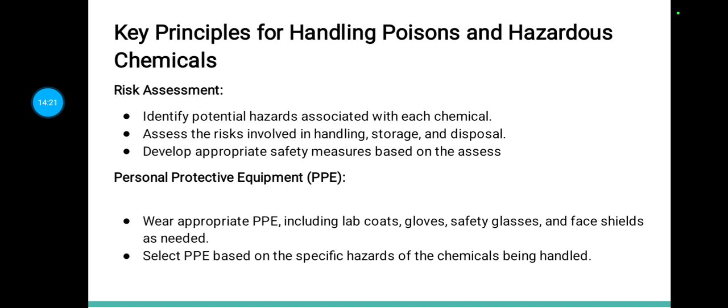So, what are the principles for handling poisonous and hazardous chemicals? First, we have to assess the risk. So, we have to identify potential hazards associated with each chemical. Then, assess the risk involved in handling, storage, and disposal. Then, develop appropriate safety measures based on the assessment.